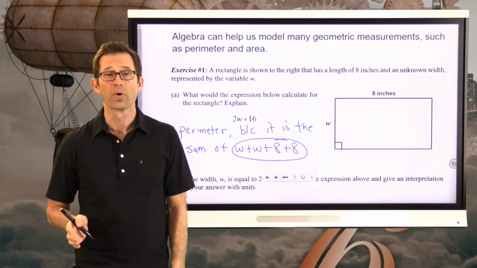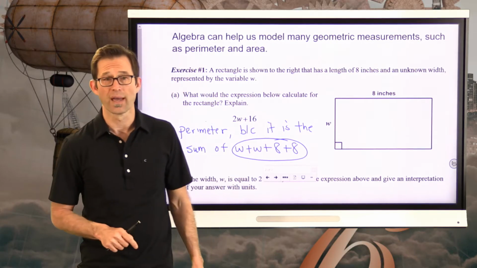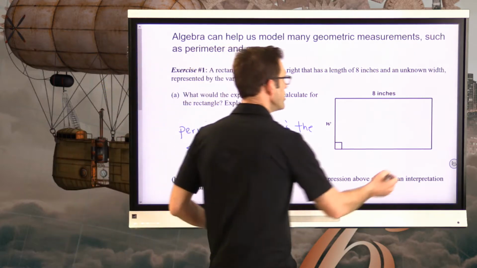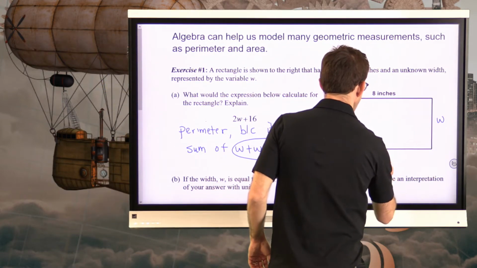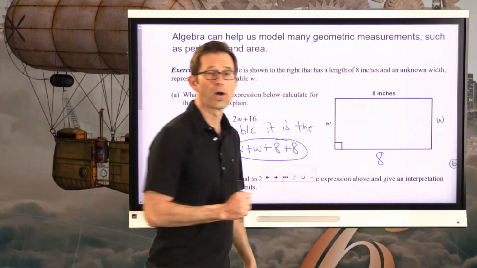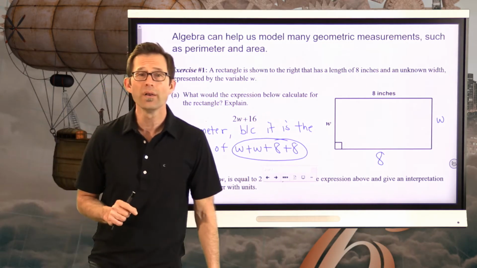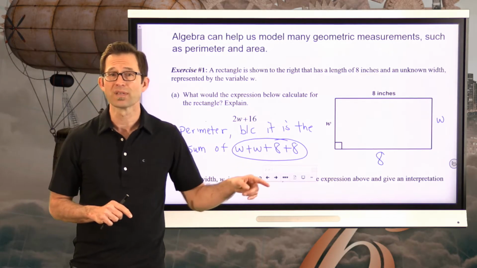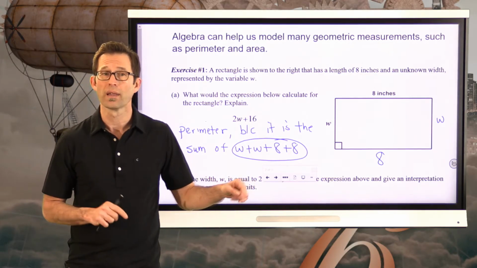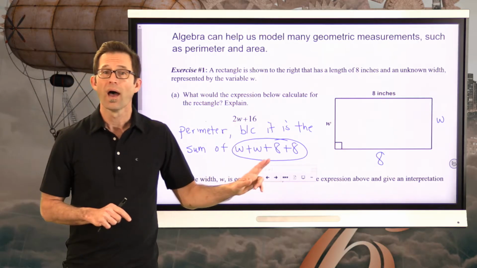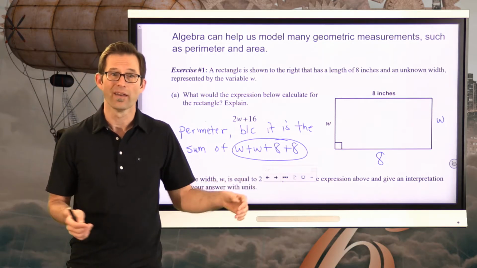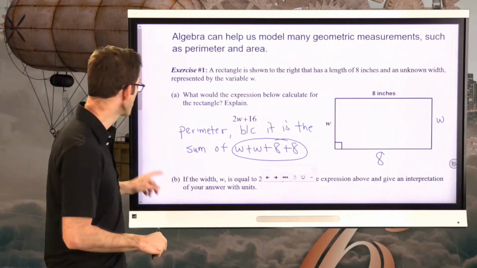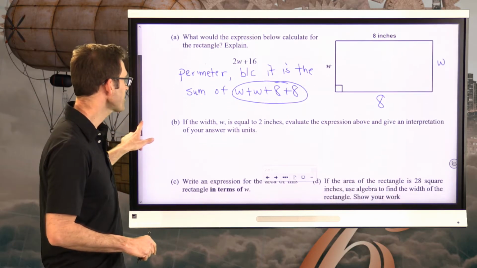If I want the perimeter of any figure, not just a rectangle, I'm going to add up the lengths of all its sides. For this rectangle in particular, we would have two sides that are 8 inches long and two sides that are an unknown w inches long. So if I add w plus 8 plus 8, the w plus w, when I combine like terms, will be 2w, and the 8 plus 8 will be 16. That's it. It's just an expression for the perimeter of that rectangle.